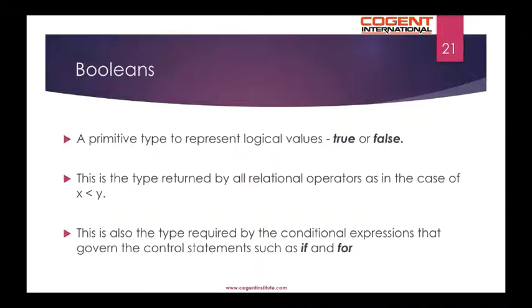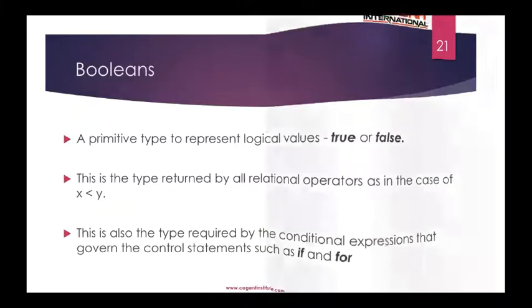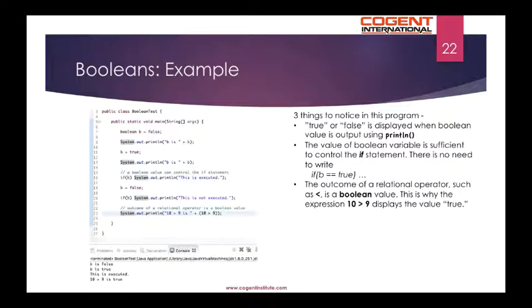It's a primitive type to represent logical values, true or false. So this is the type returned by all relational operators, as in the case of X less than Y. This is also the type required by conditional expressions that govern the control statements, such as if and for. An example for Boolean. In this example, b is of type boolean, which is assigned the value of false, and its value is changed after the print statement to true. So b can be used as the condition in the if control statement, as we see here.